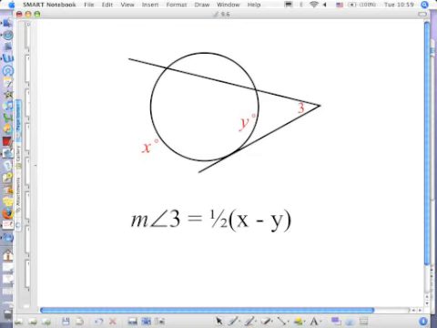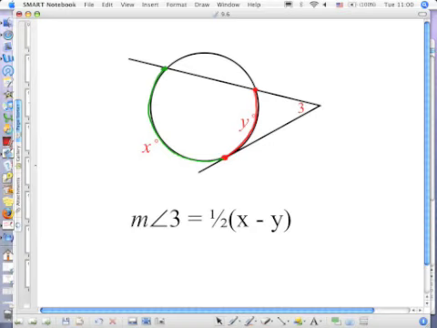Alright, we saw two secants, we saw two tangents. This is a tangent and a secant, and the arcs that are created are here and here. So we must be able to identify the two arcs that need to be used, because just because you subtract two arcs randomly does not mean you're going to get the right answer.